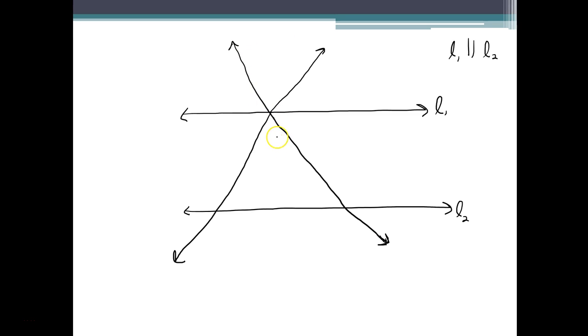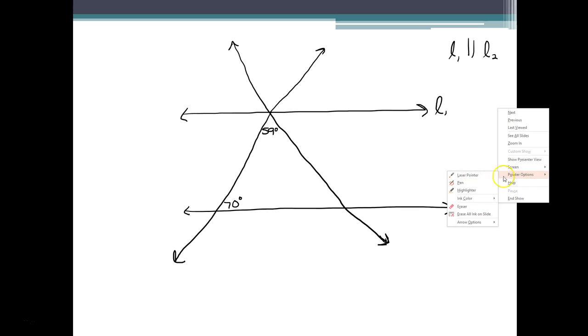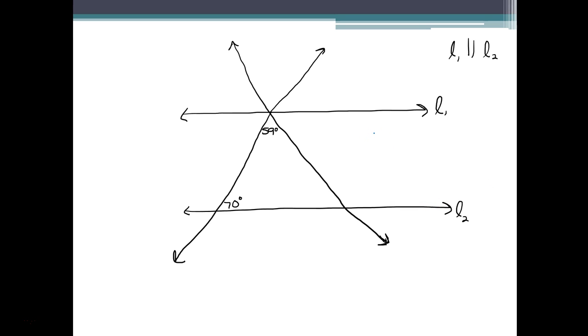And you're only given limited information. So like in this case, you're given this angle here is 59 degrees, this angle here is 70 degrees, and that's it. That's all you're given. So you got to fill in the rest. You got to find all the other angle measures. Let me change my ink color again. So start filling in what you know. Across from 59 here, this is a vertical angle, so this also has to be 59 degrees. Across from 70 here, this is a vertical angle, also has to be 70 degrees.